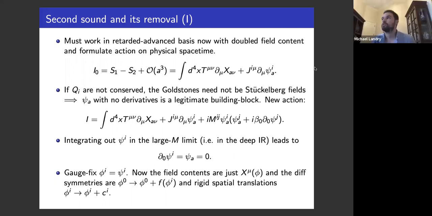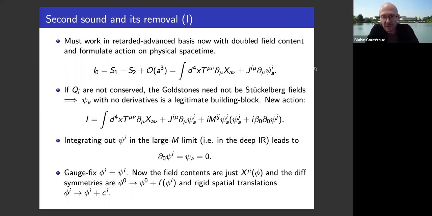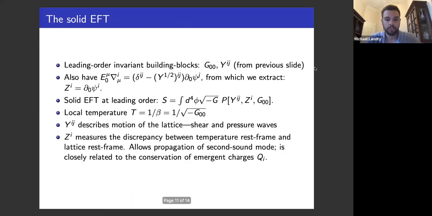So transverse sound is different. Second sound is the second longitudinal sound wave in a solid. So that's the thing that I'm killing here. Transverse sound just arises from spontaneous breaking of translations and rotations. But do you make any distinction between that and transverse sound in this context? Yes, absolutely. So YIJ here describes the transverse and pressure waves that show up. This ZI has these extra hydrodynamic waves that are also longitudinal.